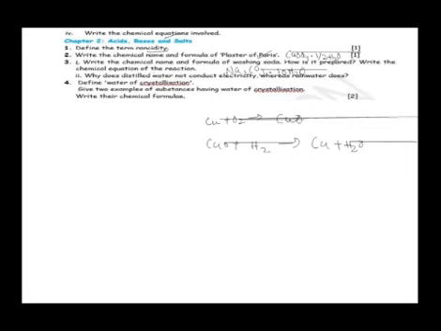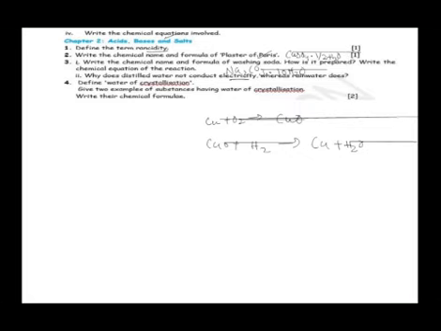And next is, why does distilled water not conduct electricity whereas rainwater does? The reason is that in distilled water no ions are produced, only water molecules are present, but in the case of rainwater some ionic species and some minerals are present, which tend to conduct electricity.